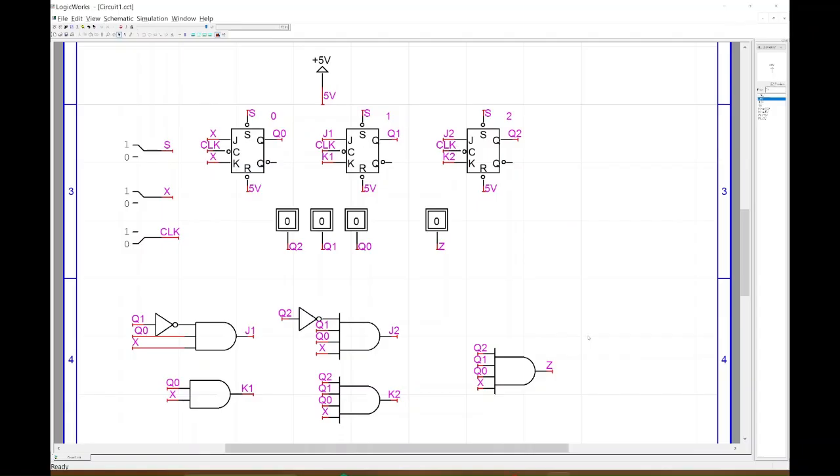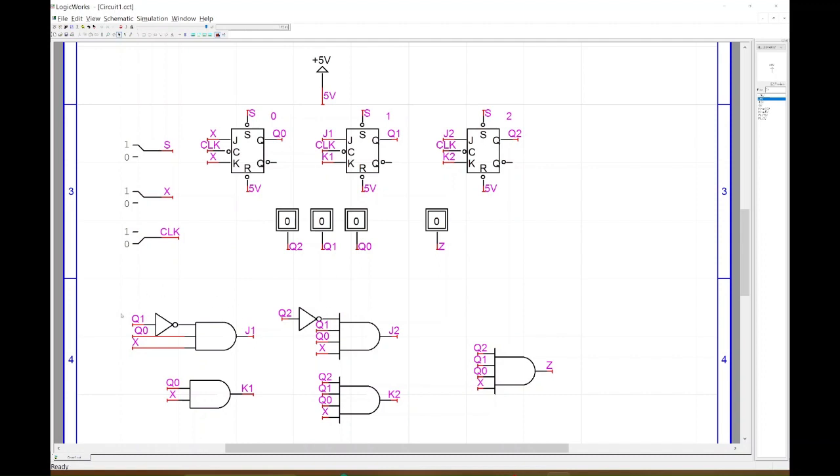Now here I finally have my LogicWorks circuit complete. So I have my clock input X, as well as the set input for each of these. It took me a few seconds to figure out why it wasn't working, because I need that initial input.